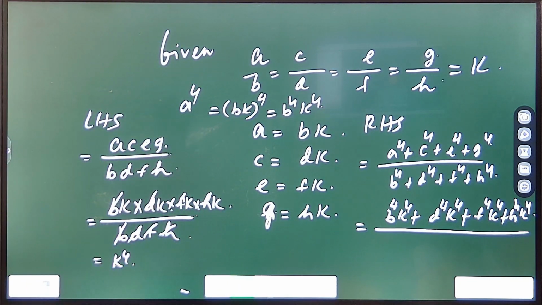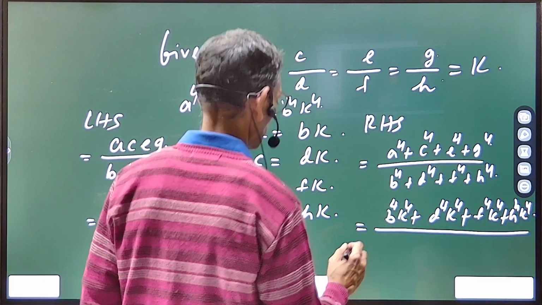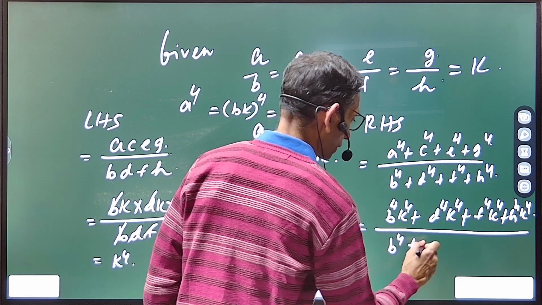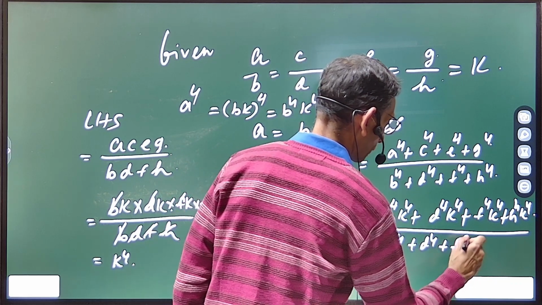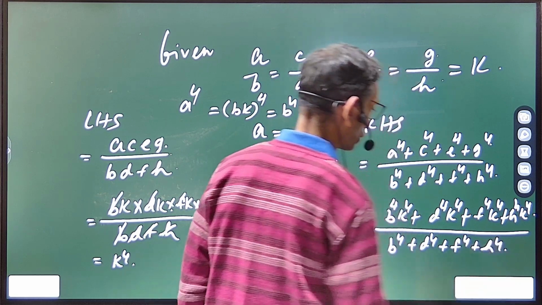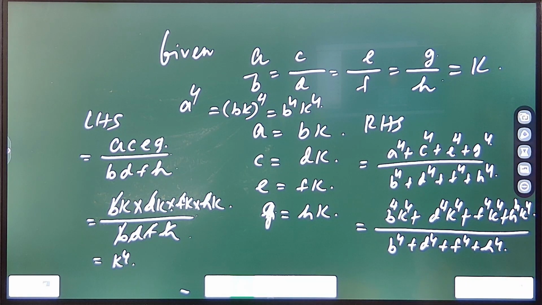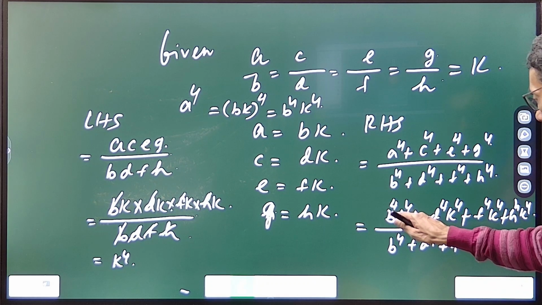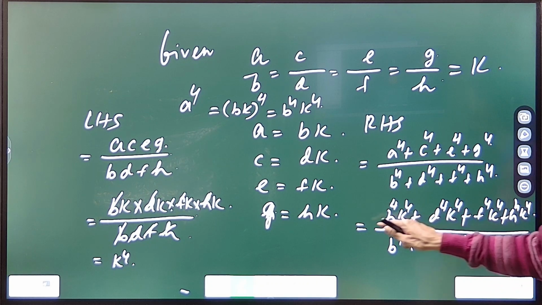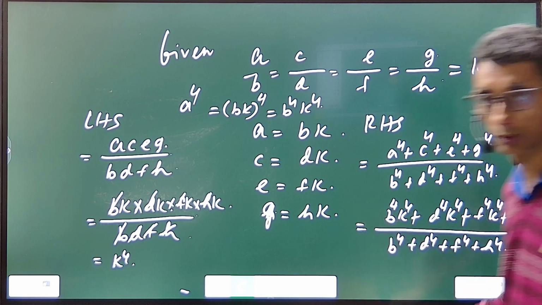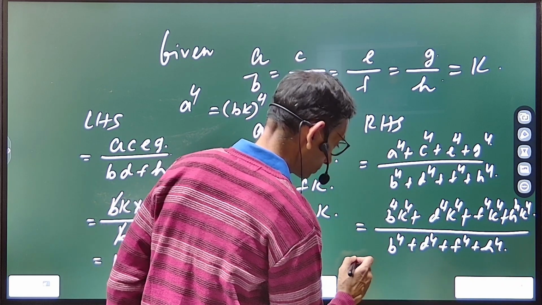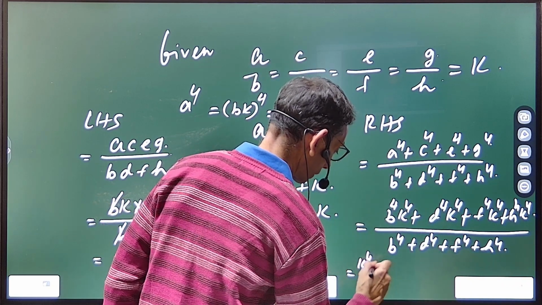Our denominator will remain as it is: B to the power 4, D to the power 4, F to the power 4, H to the power 4. Okay, what's the next step? What will you take common? That you cannot take common. What is common here? K to the power 4. You have to take K to the power 4 common. When K to the power 4 is taken common, what will it be?